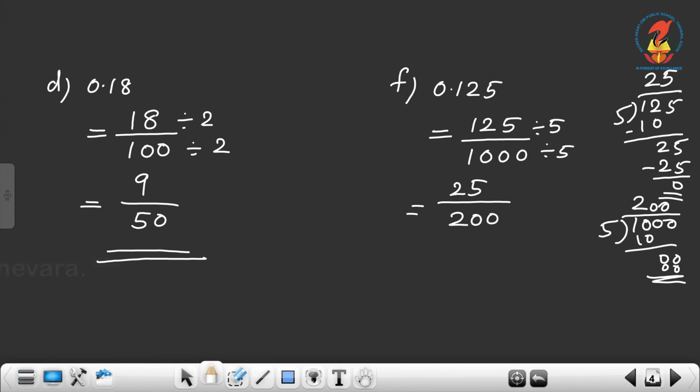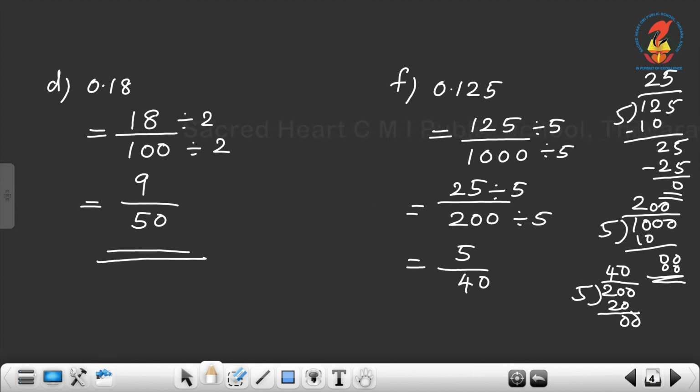Again we can reduce. Then divided by 5. So 25 by 200 by 5. 200 by 5, 5 fours are 20, 40. 5 by 40. 5 by 40 again we can reduce. Divided by 5, which is equal to 1 by 8. So the lowest form is 1 by 8.